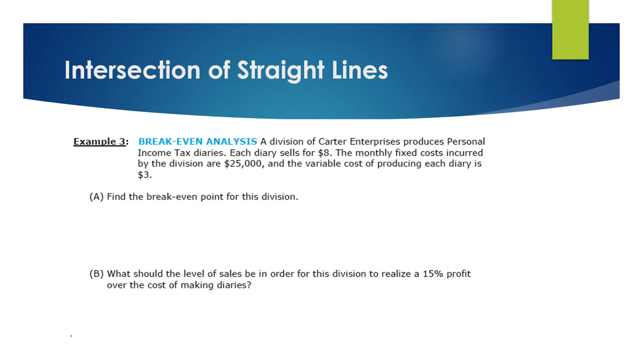Break-even analysis. A division of Carter Enterprises produces personal income tax diaries. Each diary sells for $8. The monthly fixed costs incurred by the division are $25,000, and the variable cost of producing each diary is $3. Find the break-even point for this division, and what should the level of sales be in order for the division to realize a 15% profit over the cost of making diaries. So take a moment or two, seeing how what we've done previously can help you figure this out, and then I will go over it with you.